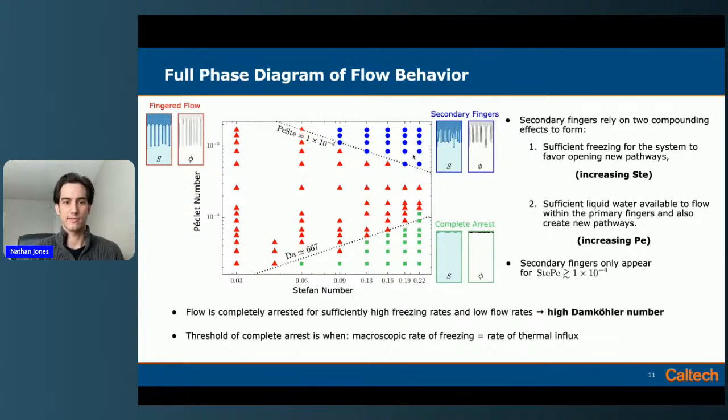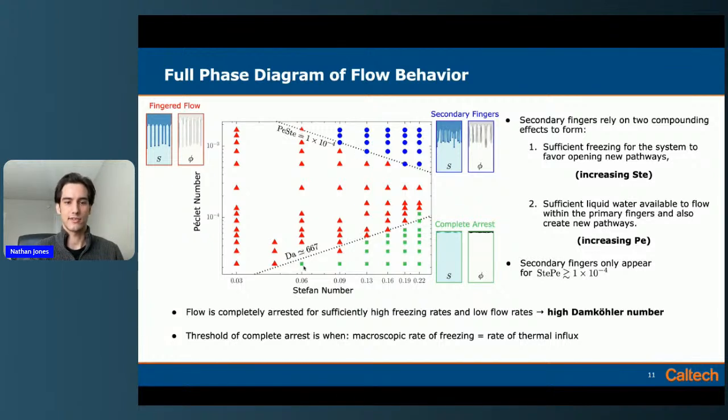And so if we plot this isoline of the product of these non-dimensional numbers, we can see that there's some threshold here. It's 1e-4, above which we see secondary fingers, and below which we just see the primary fingers. And then this bottom right here is when the initial temperature is so high compared to the flow that we don't see any flow at all. Here we just see complete arrest of the flow. And here we find that isoline is around Damköhler number, around 670.